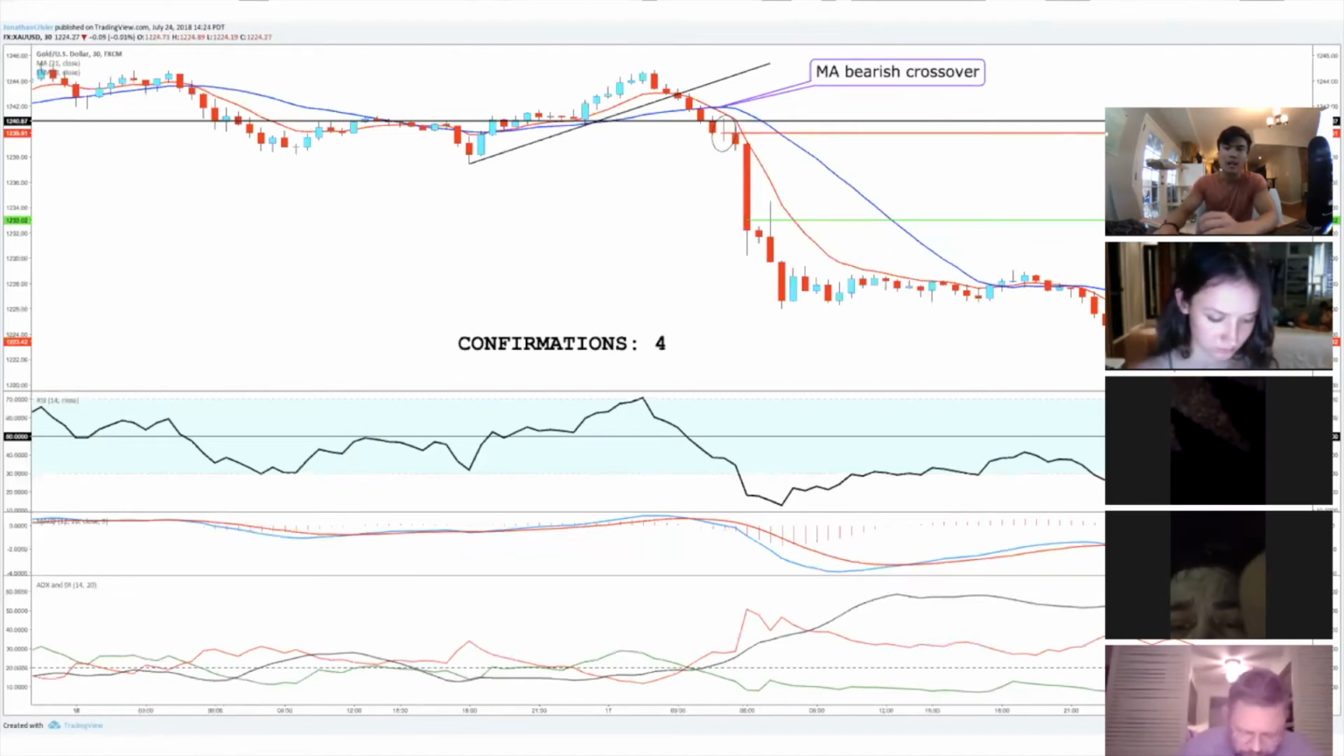The moving averages had a bearish crossover. Right at the moment of a crossover is the best time to enter. So when it lines up with these other confirmations, that is the best opportunity for moving averages. So we see that we have it crossed over. That's our fourth confirmation.